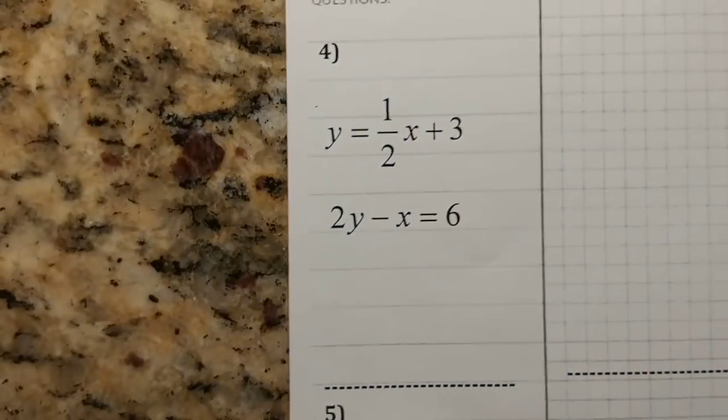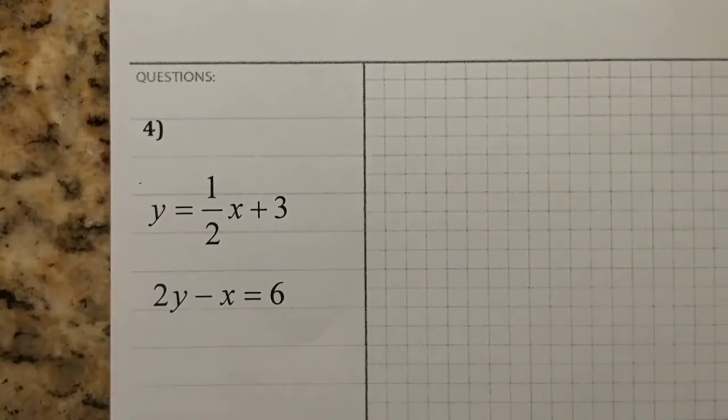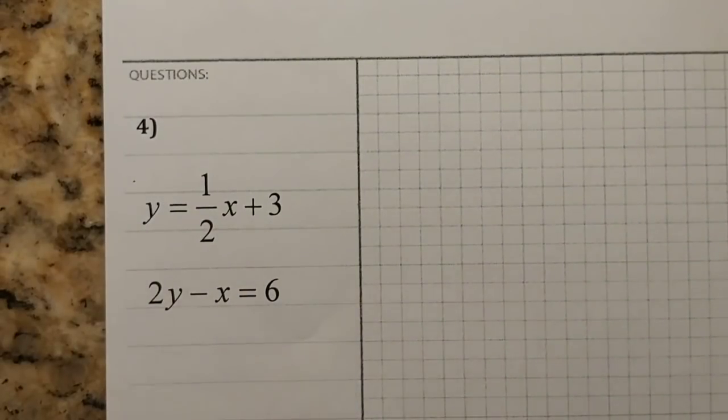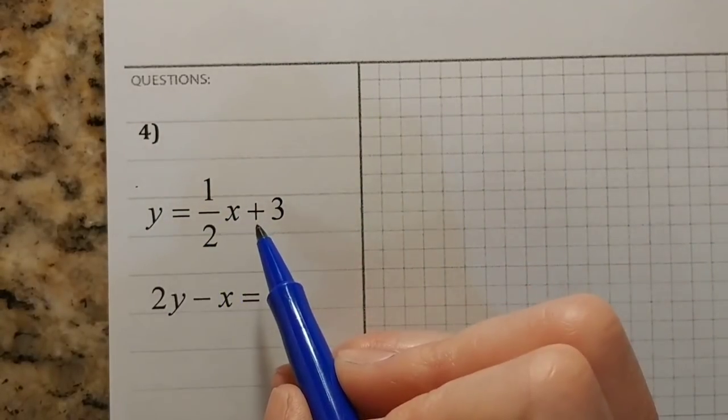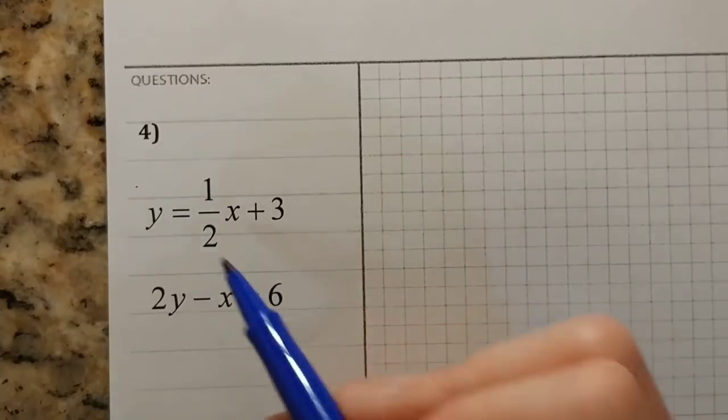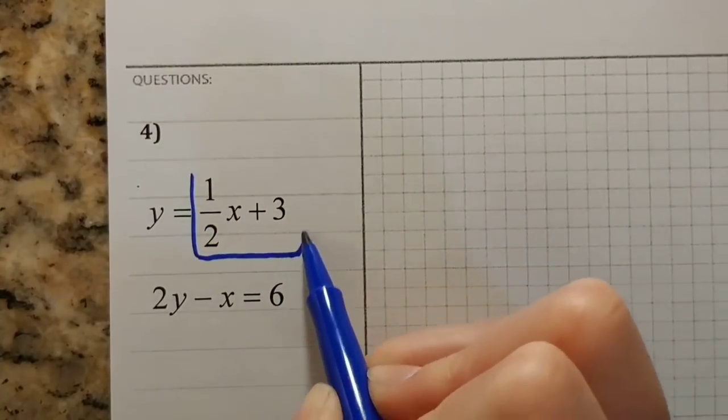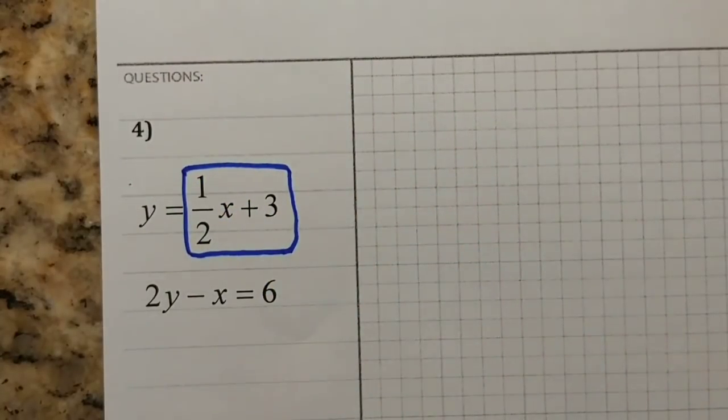Let's take a look at number 4. This one's on the back side of your notes. Okay, so number 4, it looks like we have one equation written in y equals mx plus b. Solve for y. Y is by itself here, so I could put a box around this and call this my package. Y is equal to 1/2 x plus 3.